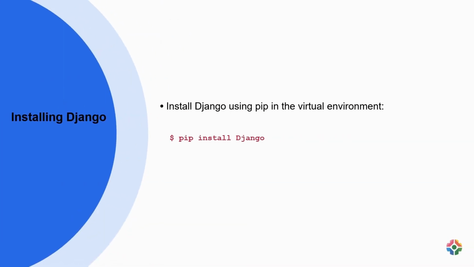To install Django in a virtual environment using pip, you can run the command pip install Django. This command will download and install the Django web framework within the virtual environment. Utilizing a virtual environment ensures that dependencies and packages for different projects remain isolated. For instance, you can maintain separate versions of Django for various projects without conflicts.